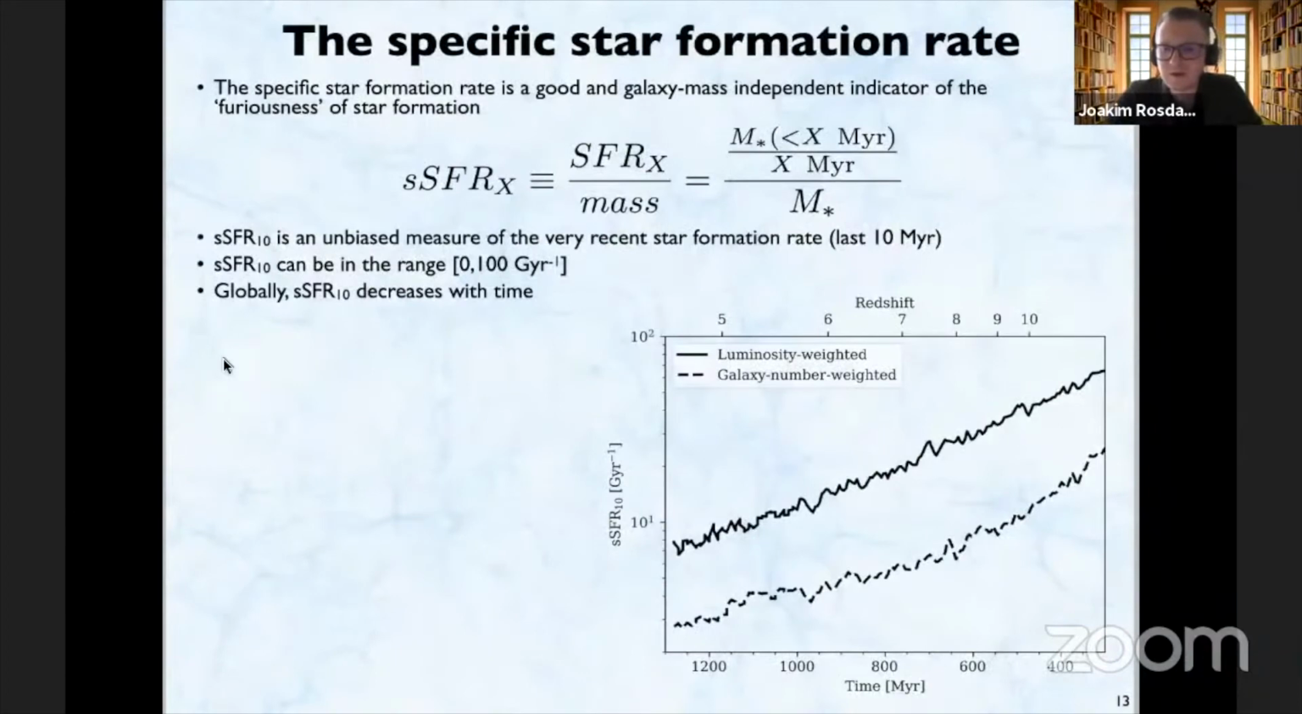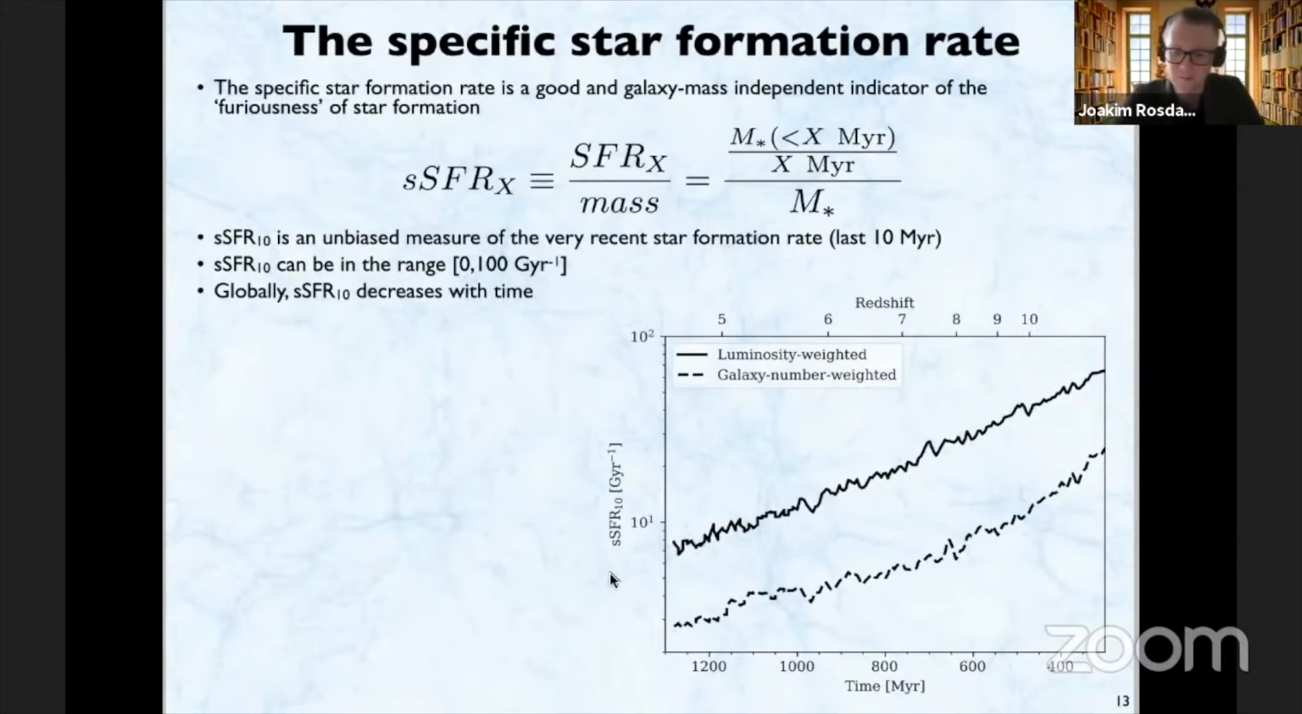So now we can look at the intensity of star formation. We look at that in the form of the specific star formation rate. I'm going to say SSFR because it's a tongue twister. The specific star formation rate is just the star formation rate over the mass of the galaxy. And we look at the star formation rate over 10 million years, which means that the SSFR can be in the range 0 to 100 per gigayear. So now if you look at the evolution here of the specific star formation rate with redshift, we find that it does decrease with time.